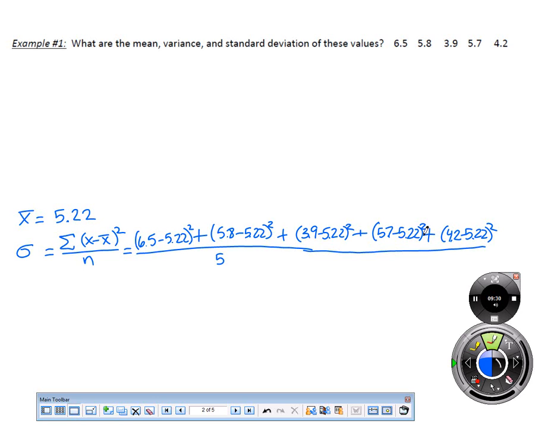Okay? Now, if we just do this calculation, this is actually our small sigma squared, because this is the variance. How are we going to get the standard deviation from the variance? We're just going to square root it. So let's finish this calculation, figure out what the variance is first, and then we'll take the square root of the variance to get the standard deviation. So go ahead on your calculator, figure out what this is.